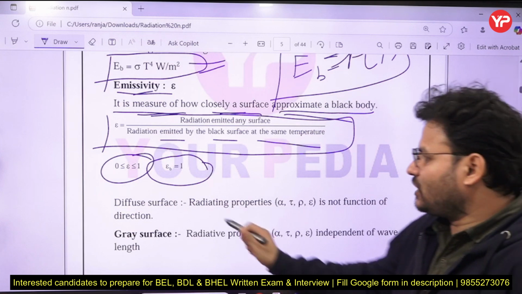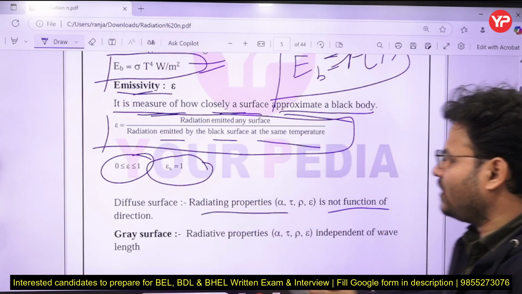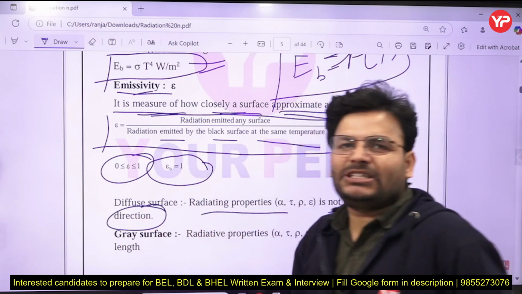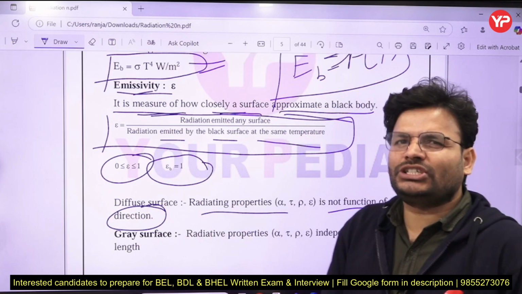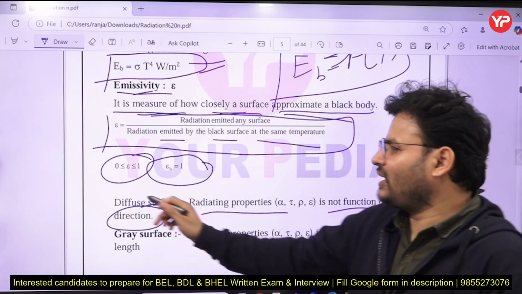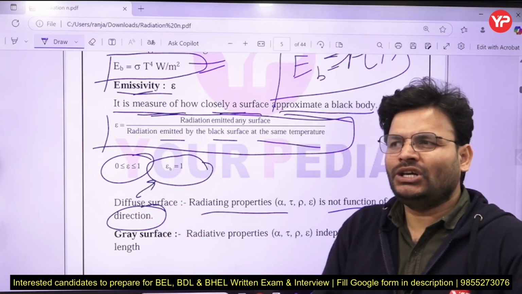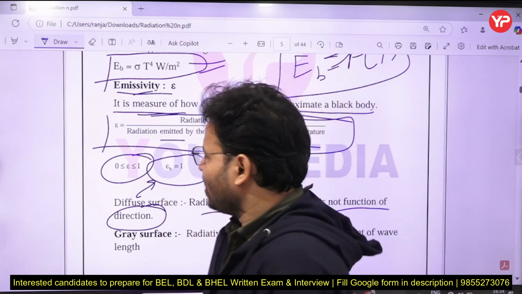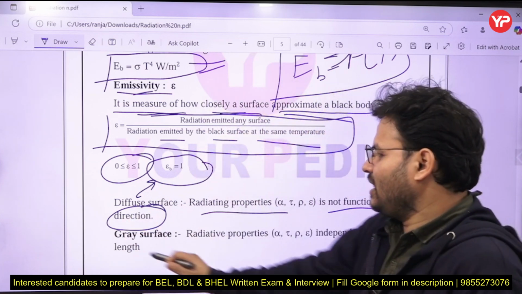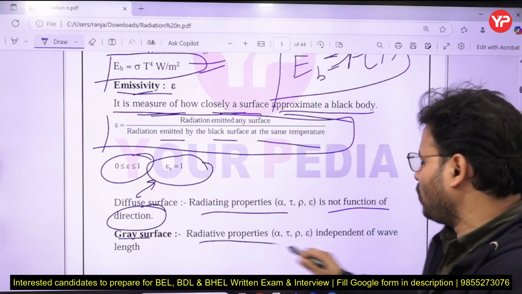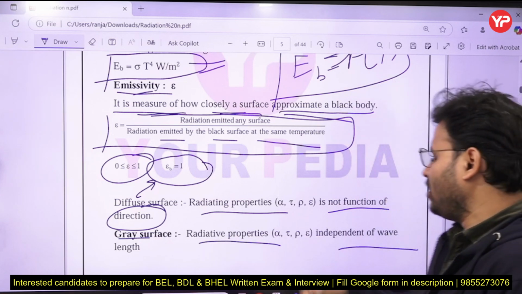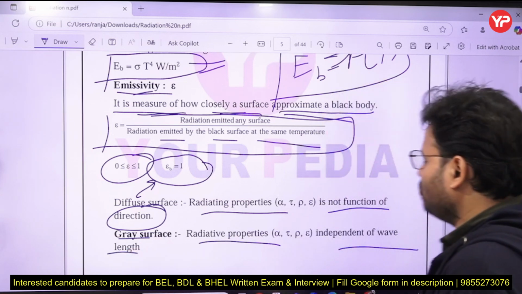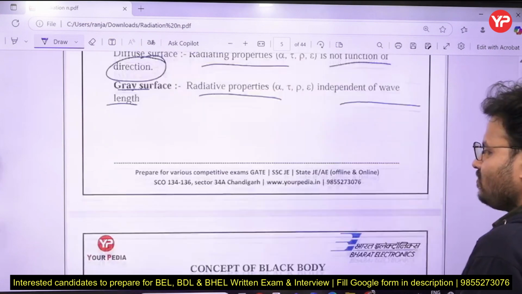Now what is a diffuse surface? The radiating property is not a function of direction. The property which is independent of direction, not going to depend on any direction, will be called a diffuse surface. And what is a gray surface? A surface whose radiative property is independent of the wavelength is known as a gray surface.